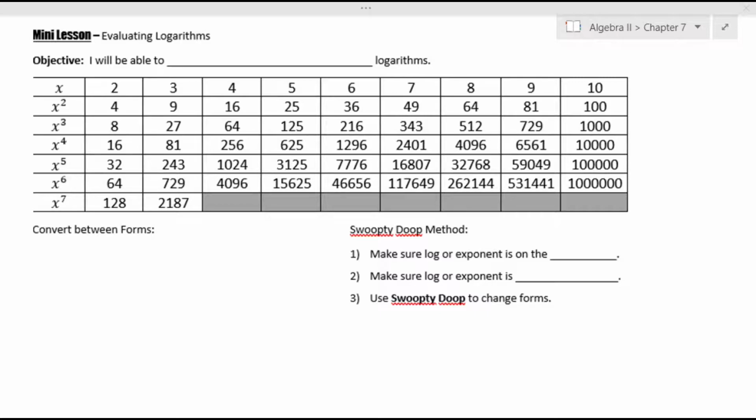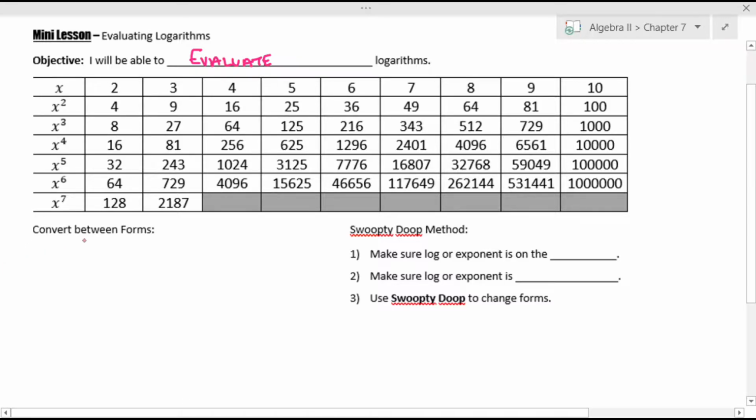So, let's do this. Today, we are going to be able to evaluate logarithms. Logarithms are the inverses of exponential functions. We were going to take a quiz, but we're skipping the quiz and going straight into logarithms. So let's just do this.